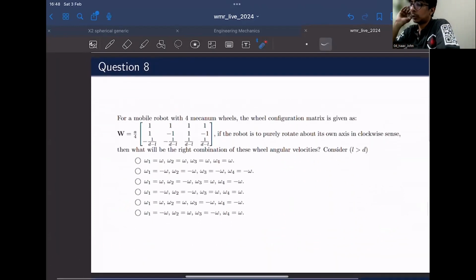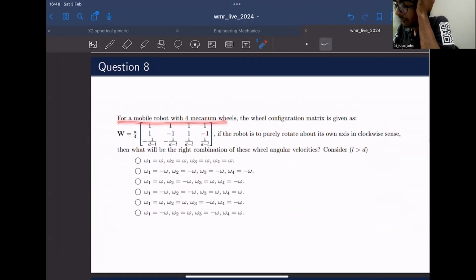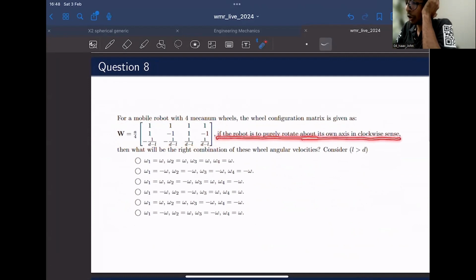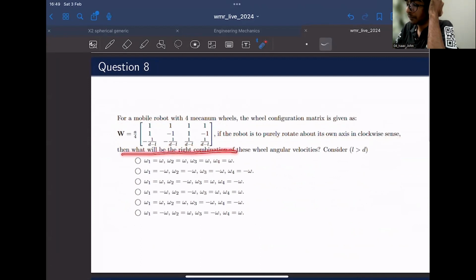Okay, so we'll move on to question 8. It's regarding mechanism wheel drive. It says, for a mobile robot with 4 mechanism wheels, the wheel configuration matrix is given as so and so. If the robot is to purely rotate about its own axis in the clockwise sense, then what will be the right combination of the angular velocities? You should also consider the length L greater than the depth.